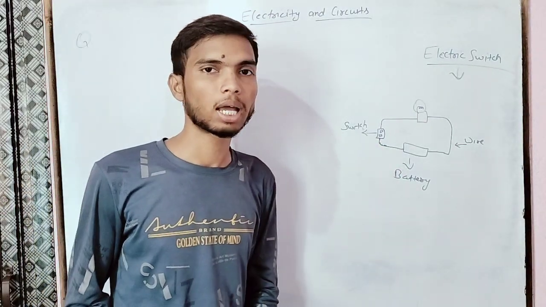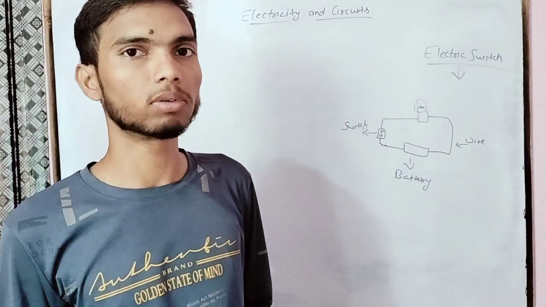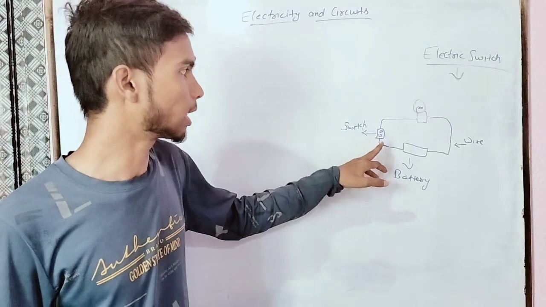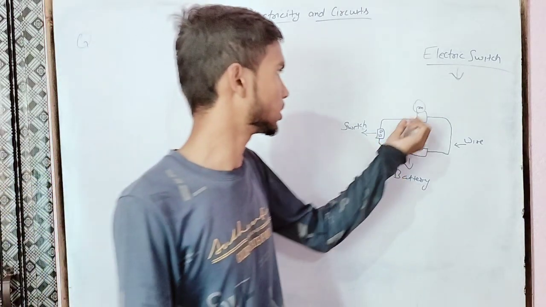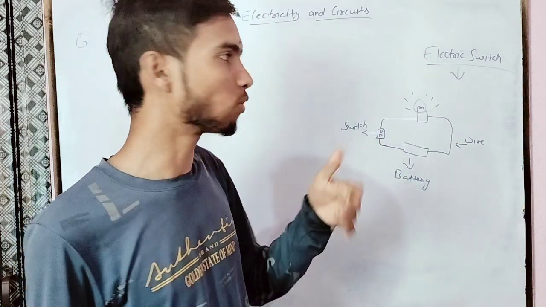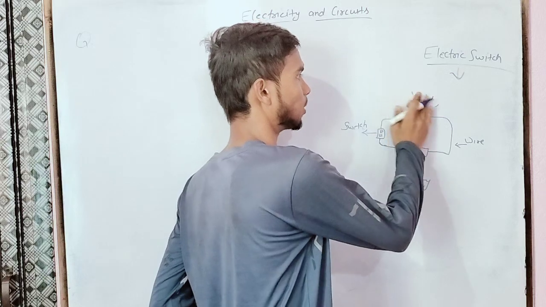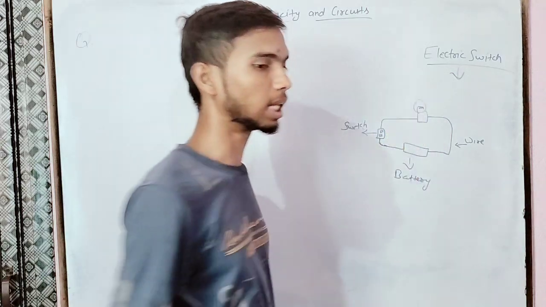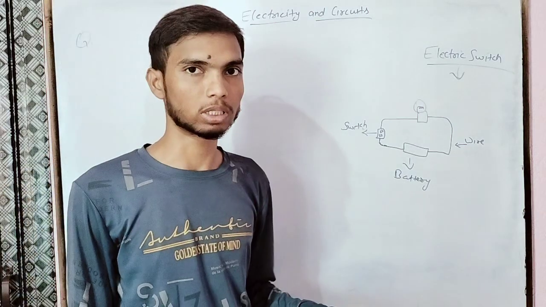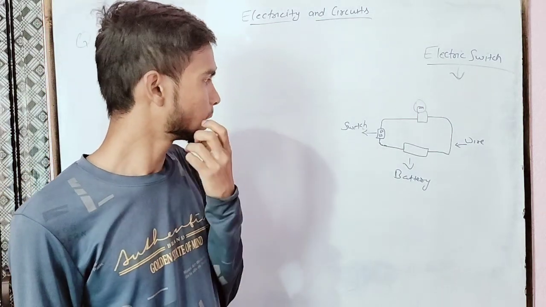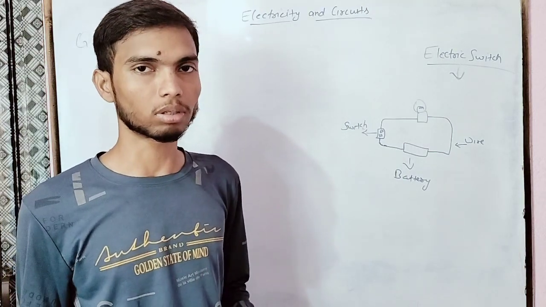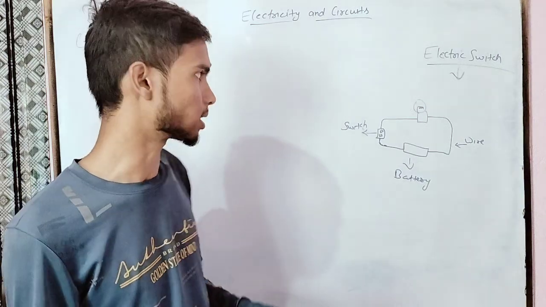the electric switch has the option of on and off. Okay, when we click on side, then this bulb will glow. When we click off side of the electric switch, then this bulb will not glow, and that is the work of a switch. Okay, and here you can see we have a closed electric circuit.